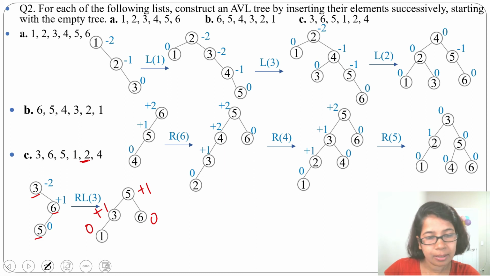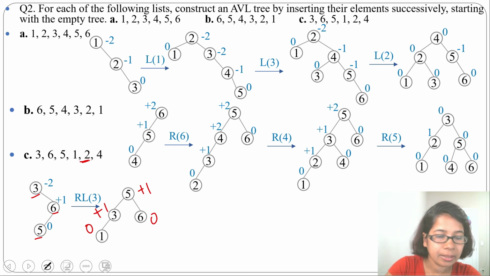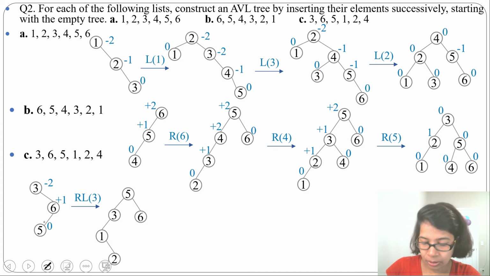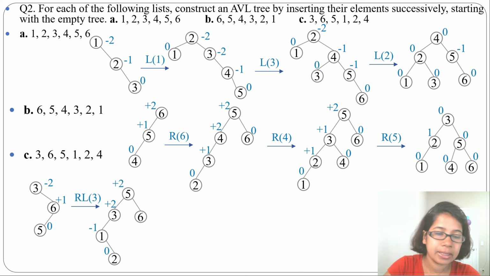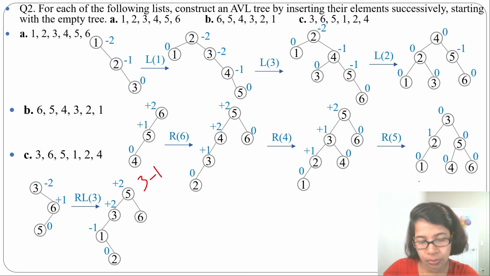Next we'll insert 2. 2 is less than 5, less than 3 and greater than 1. So 2 will be the right child of 1. Let's insert. So balance factor of 2 is 0, balance factor of 1 is minus 1, balance factor of 3 is plus 2, left subtree height is 2, right subtree height is 0. Balance factor of 5 is plus 2, left subtree height is 3, right subtree height is 1. So 3 minus 1, it is plus 2. Balance factor of 6 is 0.